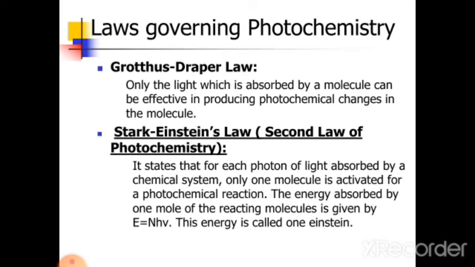Next we see about Kirchhoff's law. Only the light which is absorbed by a molecule can be effective in producing photochemical changes in the molecule. Next we see about the Stark-Einstein law. It states that for each photon of light absorbed by a chemical system, only one molecule is activated for a photochemical reaction. The energy absorbed by one mole of the reacting molecule is given by E is equal to N h nu. This energy is called 1 Einstein.